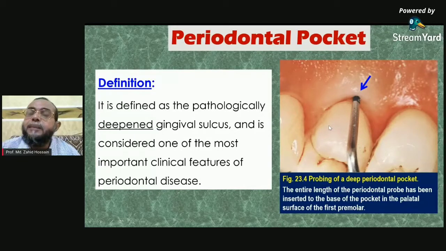So you have to measure the pocket from the gingival margin as the base of the pocket, where the gingival probe tip stops. So you can get it easily. It means the distance from the gingival margin to the tip of the probe where it sticks in the tissue.